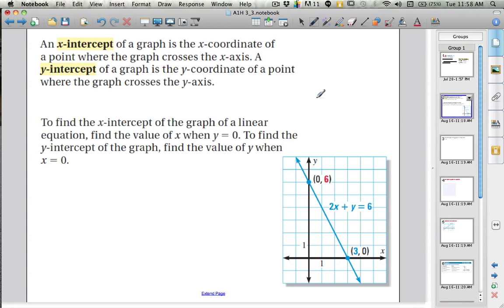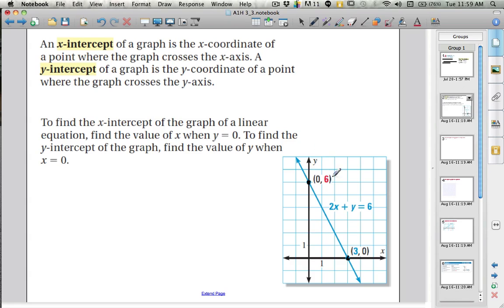So the x-intercept is the x-coordinate of a point where the graph crosses the x-axis. So right here you can see that my x-intercept is at x is equal to 3. So (3, 0) is the ordered pair. And the y-intercept would be where x is equal to 0, because when x is equal to 0, we're on the y-axis. So this is the point where we cross the y-axis. It's at (0, 6). So you might say that the y-intercept is 6 and the x-intercept is 3.